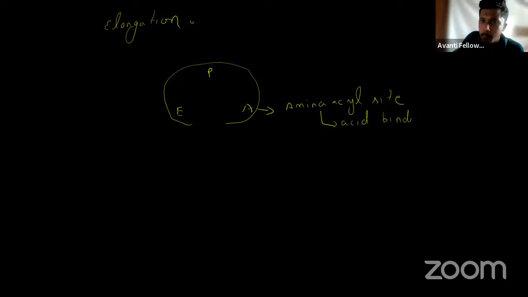We have to understand the structure of our larger subunit. In our larger subunit, there are 3 sites: the A site, P site and E site. What is the A site? The A site is called the aminoacyl site, or it is also called the amino acid binding site. Usually it is the aminoacyl site. Now the P site is called the peptide site. And the E site is called the exit site.